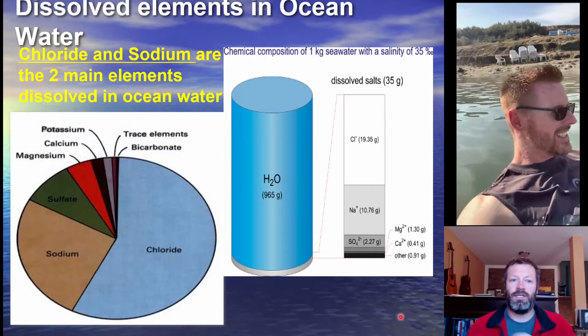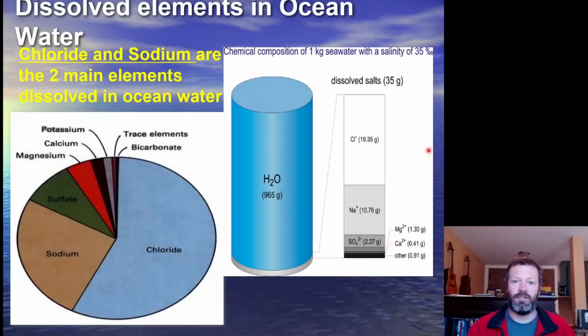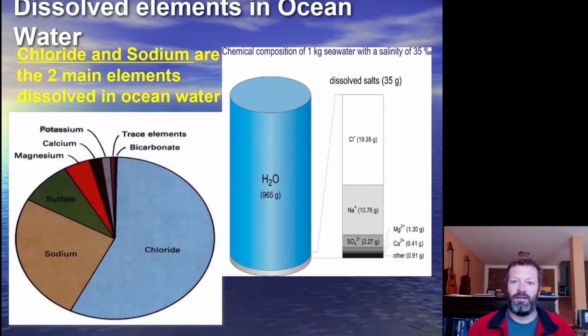All right, so seawater also has these elements that are dissolved in it, and other things in there. Of course, sodium and chloride is salt, NaCl. And then we have things like sulfates and magnesium and calcium and potassium, bicarbonate, and then various trace elements. But mostly it is sodium, like right here, and chlorine, like right there.